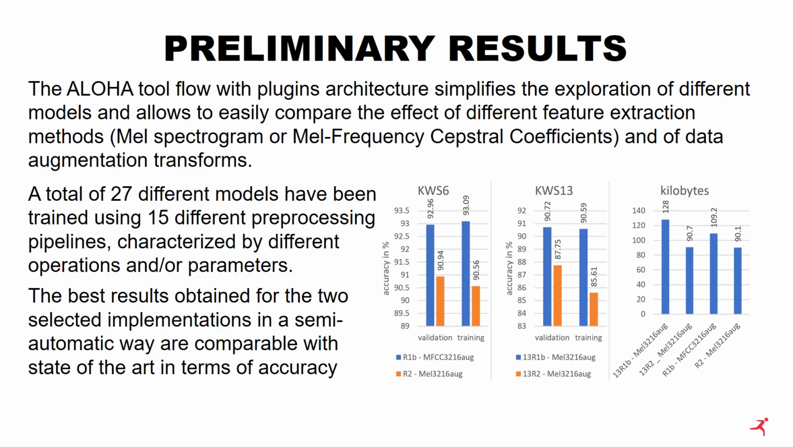The ALOHA tool flow with plugins architecture simplifies the exploration of different models and allows to easily compare the effect of different feature extraction methods, MEL spectrogram or MEL frequency cepstral coefficients, and of data augmentation transforms. A total of 27 different models have been trained using 15 different preprocessing pipelines, characterized by different operations and parameters.